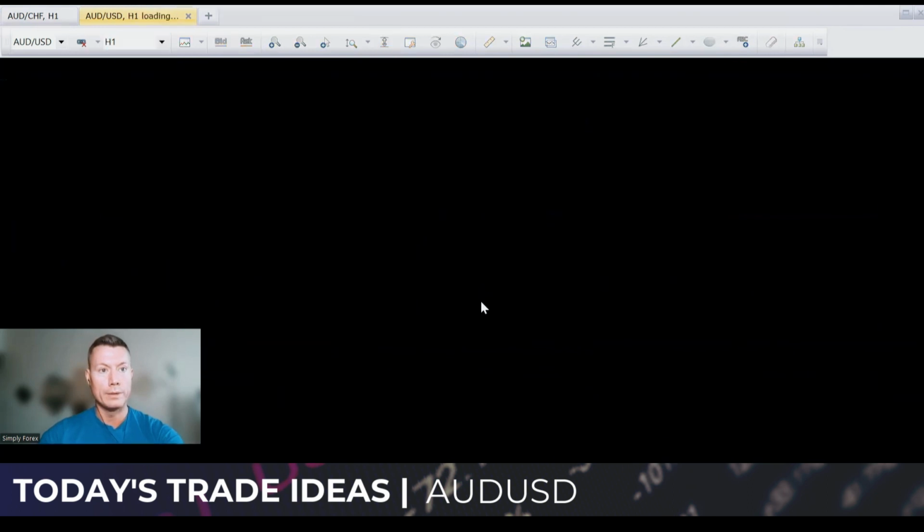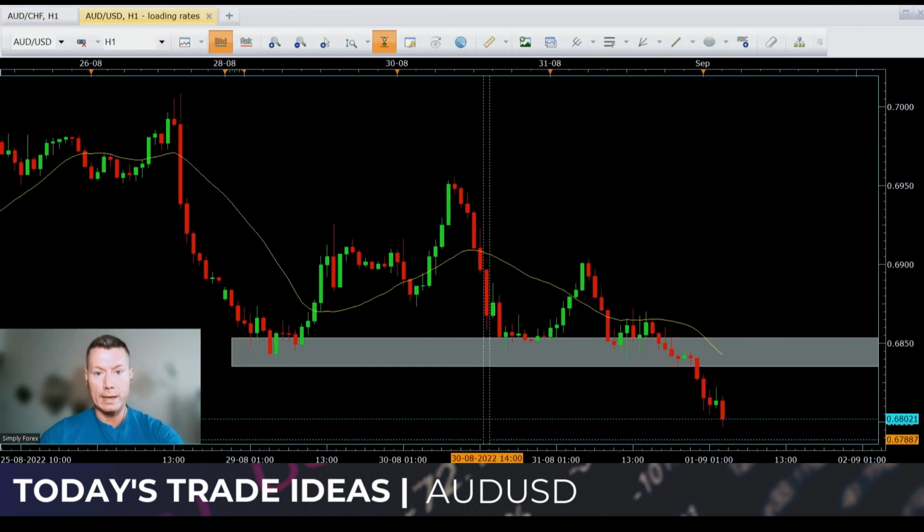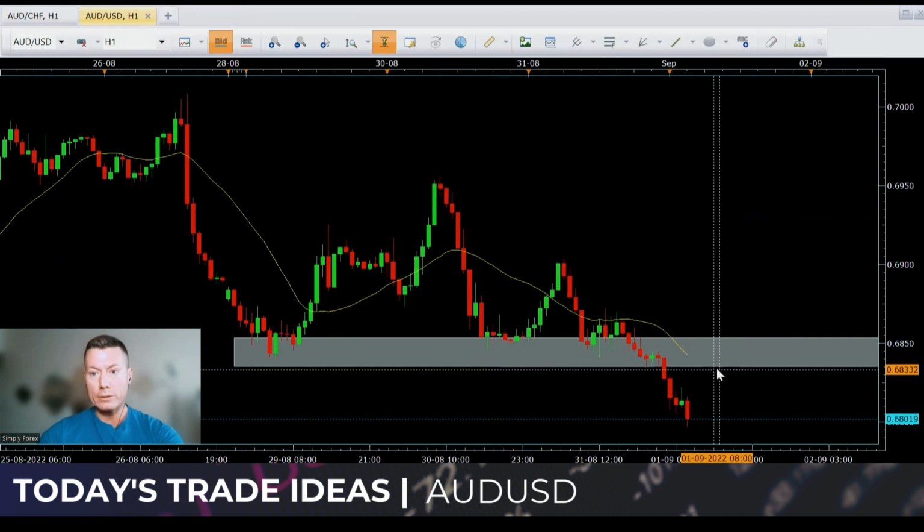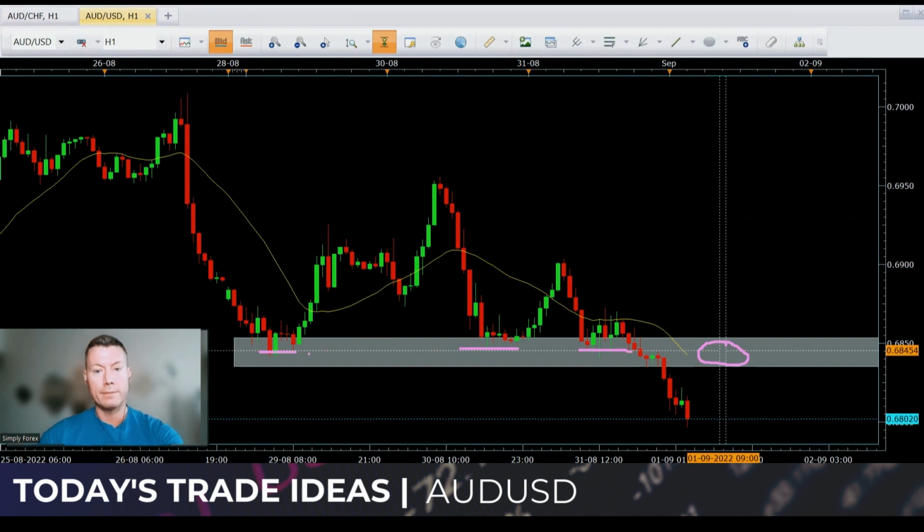Let's look at the H1 to see where we can get in. What I want to see, guys, is price retrace up into this grey zone, which corresponds with all of these lows here. Very common, guys. I know I show you this pattern pretty much every day, but what was once support, support, support, once it breaks, becomes an excellent zone for resistance. So we want to see a bearish candlestick pattern form here. It's now acting as resistance.